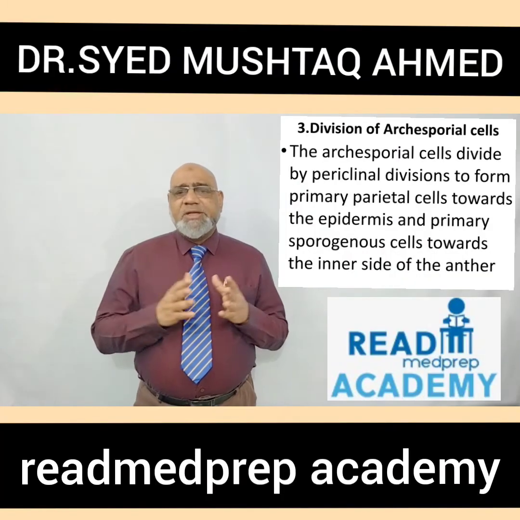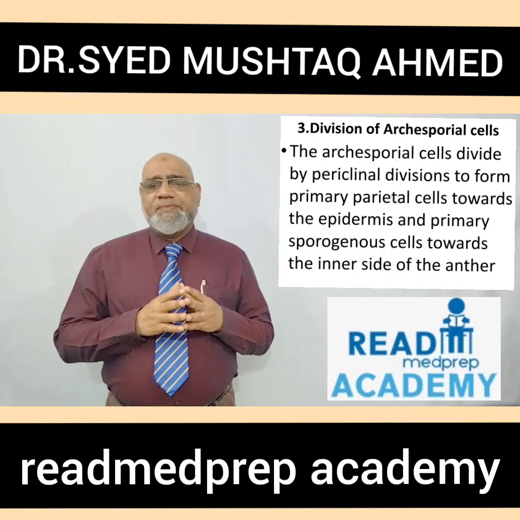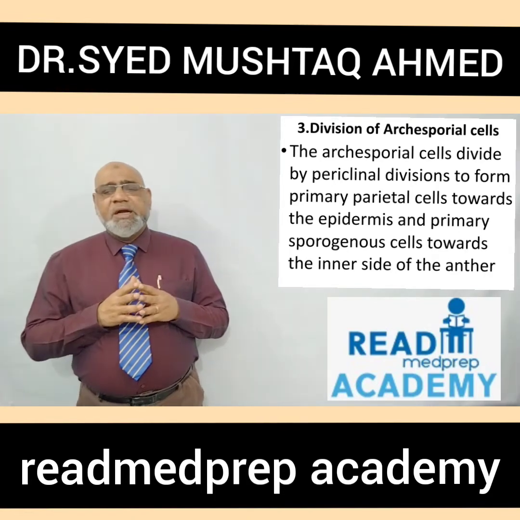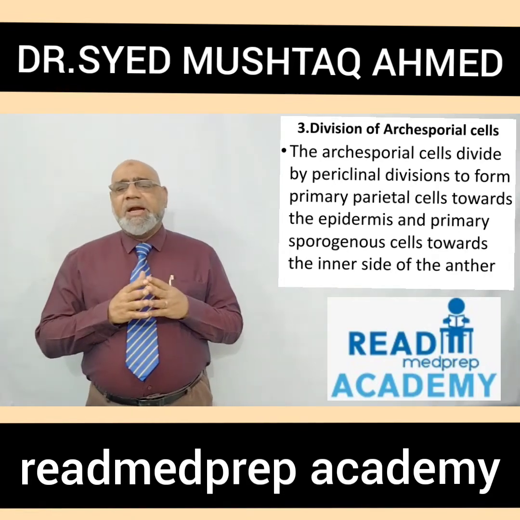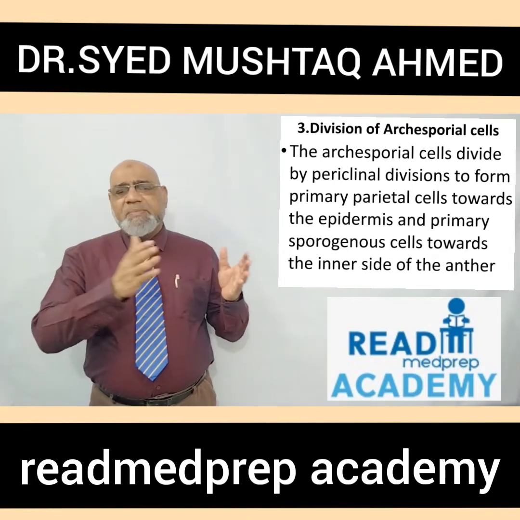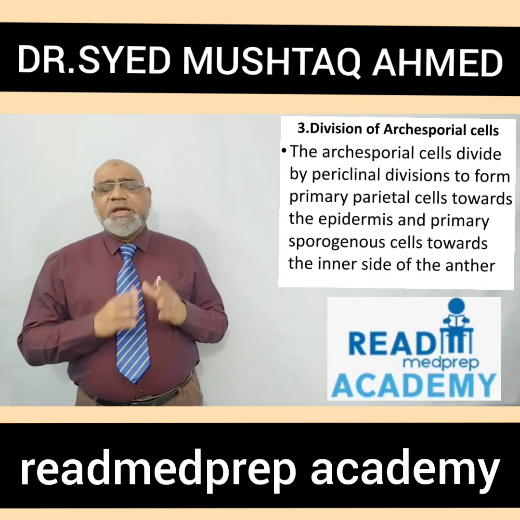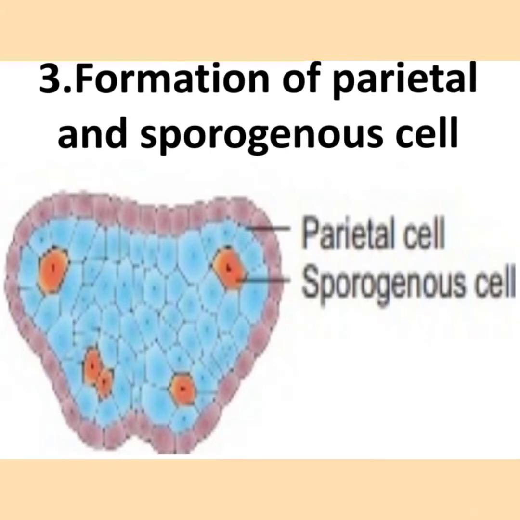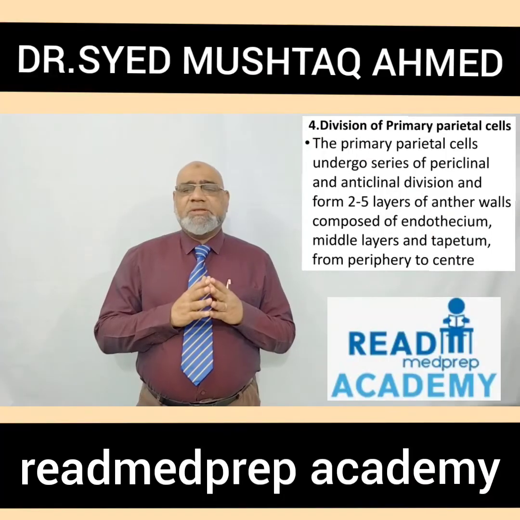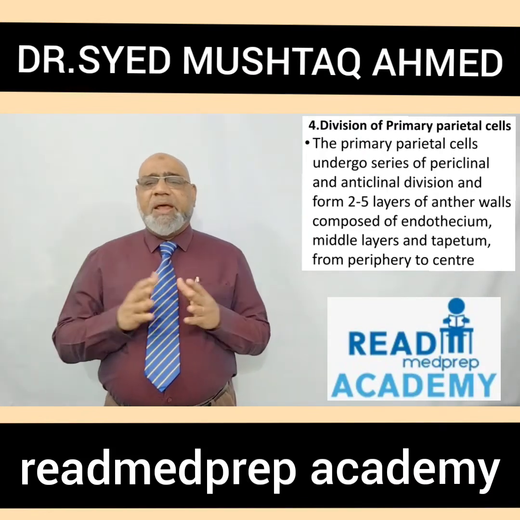Now, the third stage is the division of the Archisporial cells. The Archisporial cells divide by periclinal divisions to form the primary parietal cells towards the epidermis and the primary sporogenous cells towards the inner side of the anther. Here you can see the Archisporial cell dividing, with the outer side as the parietal cell and the inner side as the sporogenous cell.